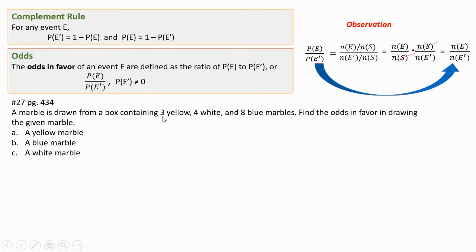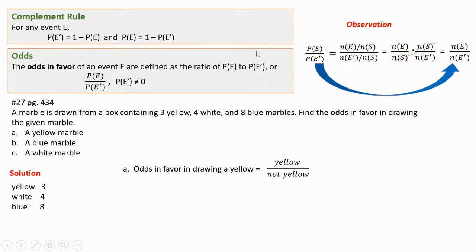So this is number 27 from page 434. A marble is drawn from a box containing 3 yellow, 4 white, 8 blue. Find the odds in favor in drawing a given marble. So for A, we have 3 yellow, 8 blue, and 4 white. The odds in favor in yellow, by using what we learned over here: yellow and not yellow. So how many are yellow? 3, right? Now not yellow is 4 plus 8. So what's my answer? 3 over 12, which is equal to 1/4. And they want it in this form, 1 to 4. These two are equivalent. Okay.